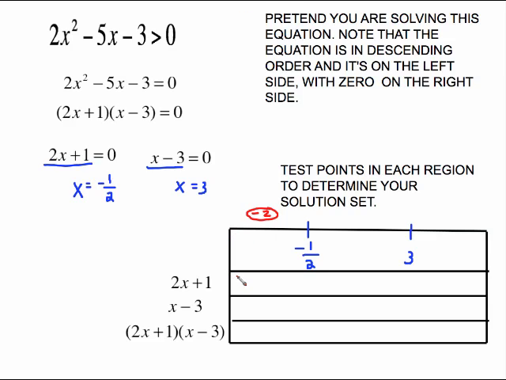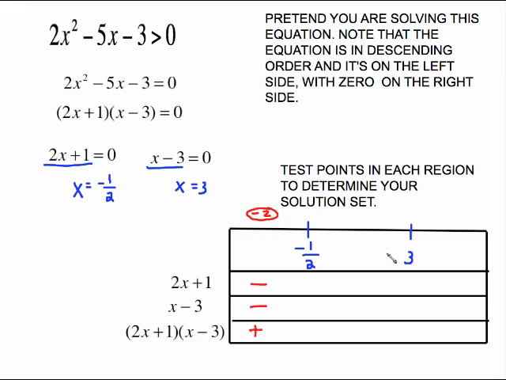Don't panic thinking you have to do some big-time arithmetic, because you don't. All we're going to worry about are the signs. Put negative 2 in here. 2 times a negative is a negative, plus 1 will still be negative. Put a negative 2 in here, take away 3 will still be negative. If we do a product of 2x plus 1 times x minus 3, in other words, a product of a negative times a negative, we get a positive.